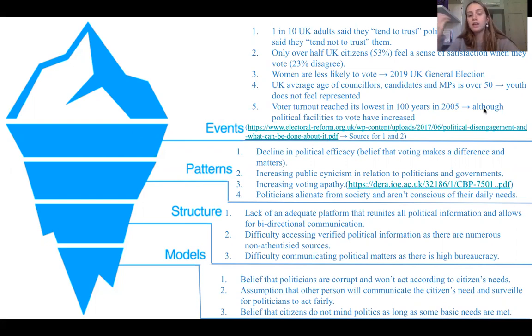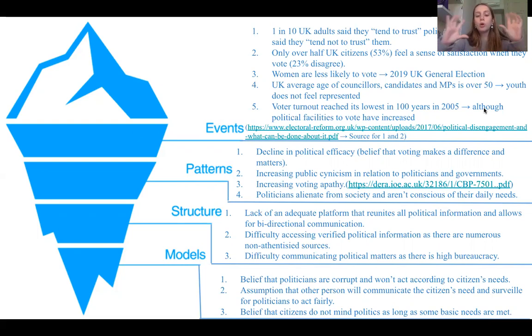For example, a decline in political efficacy, that is the belief that voting makes a difference, an increase in public cynicism in relation to politicians and government, an increase in voting apathy, and politicians alienating citizens. And this is all part of a complex structure of bureaucracy, of difficulty accessing verified information because there are numerous non-authenticated sources. There's a lack of an adequate platform that correctly states all the information and provides it organized. And this is all part of a model.